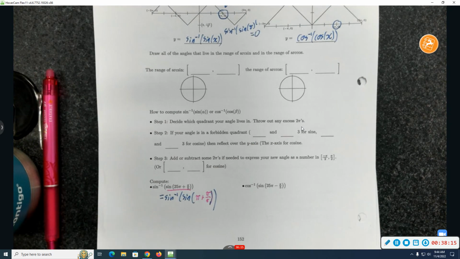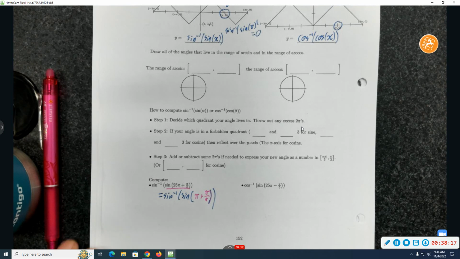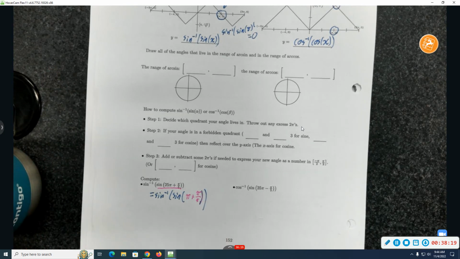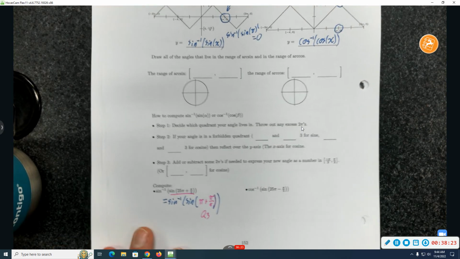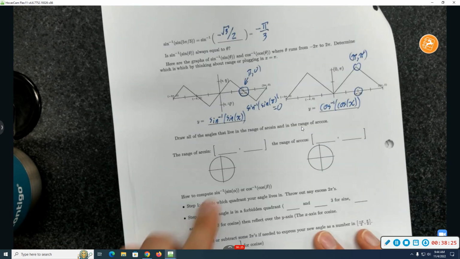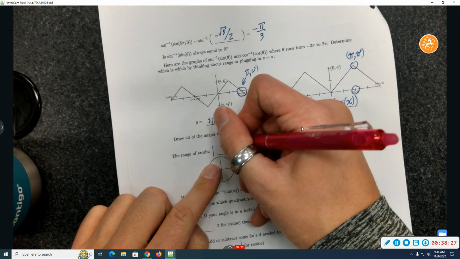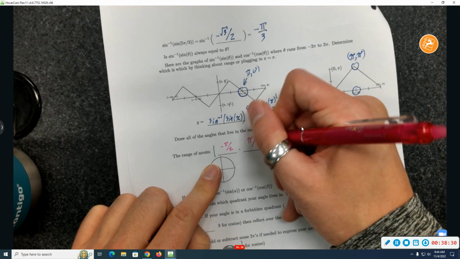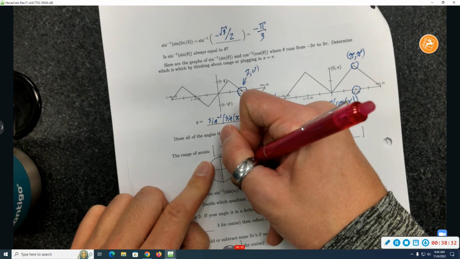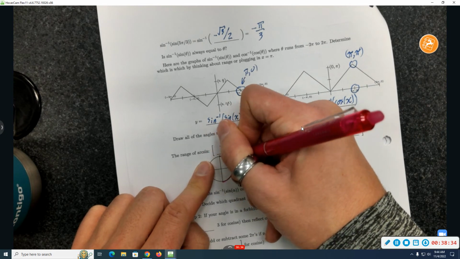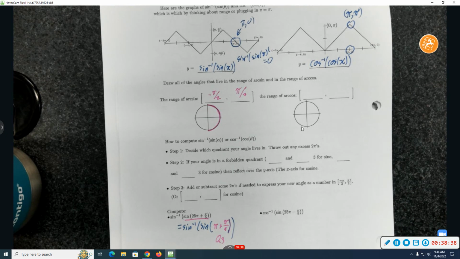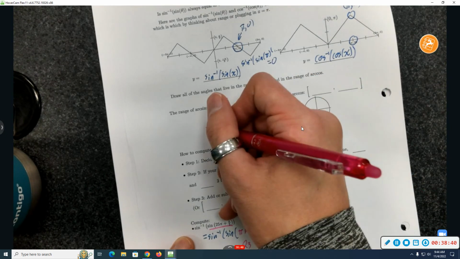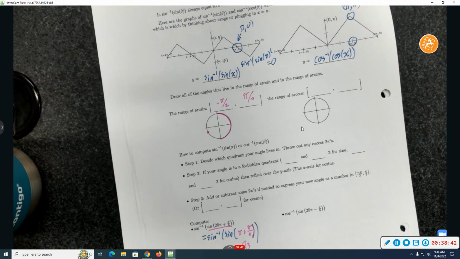What quadrant does pi plus pi over 5 live in? Quadrant 3. Well, now remember, the range of inverse sine is negative pi over 2 to pi over 2. That's this range. Does that range include quadrant 3? No. So here's the angle that we actually have in this example.